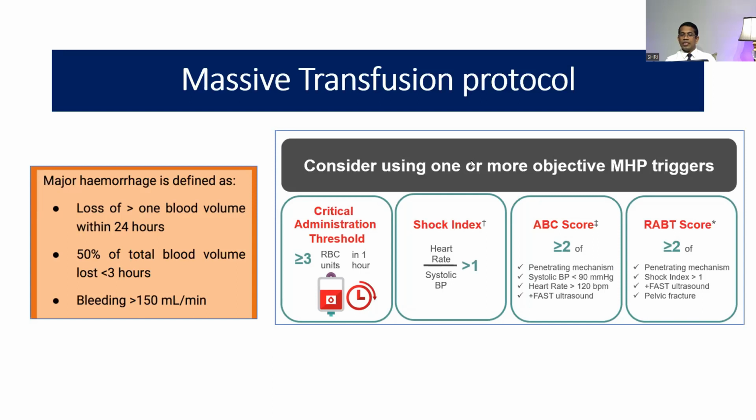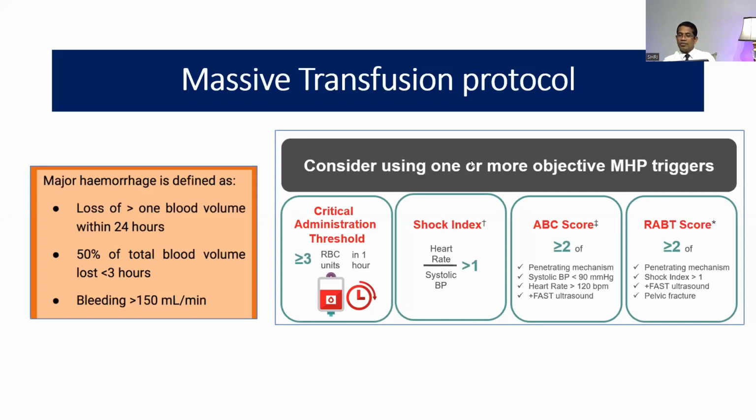Or if you consider a major hemorrhage, if you're going to lose your whole blood volume within 24 hours, it is called massive hemorrhage. And if you're going to lose 50% of total volume within 3 hours, that is also called significant or major hemorrhage. Or else, more than 150 ml per minute is also called major hemorrhage. If the patient has these signs or symptoms causing this kind of bleeding, the patient definitely should be in the massive transfusion protocol. That is the ideal.